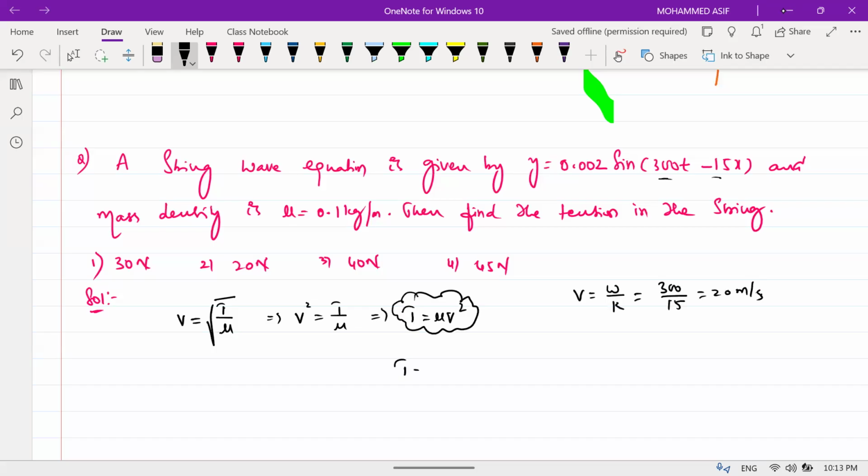So tension in the string will be equal to 0.1 kg into 20 whole squared. That means 0.1 into 400, which is 1 by 10 into 400. This zero will get cancelled. So this will be equal to 40 Newton. So the answer will be 40 Newton. Clear?